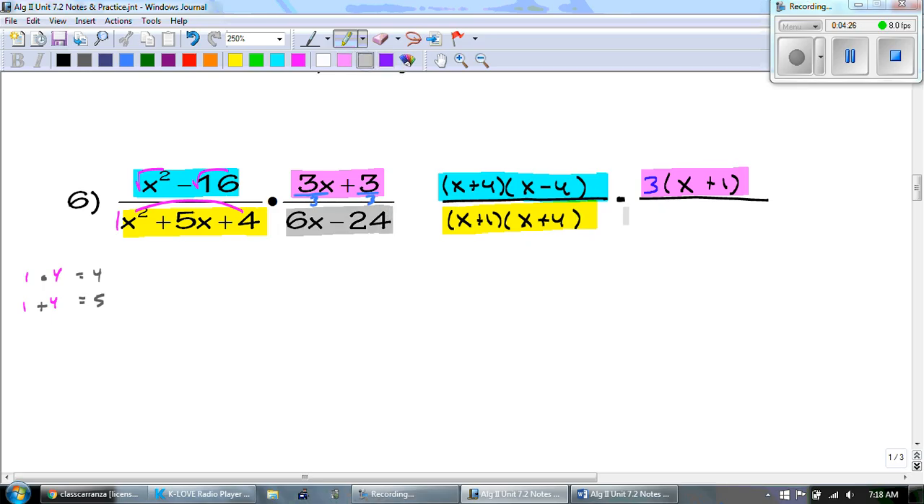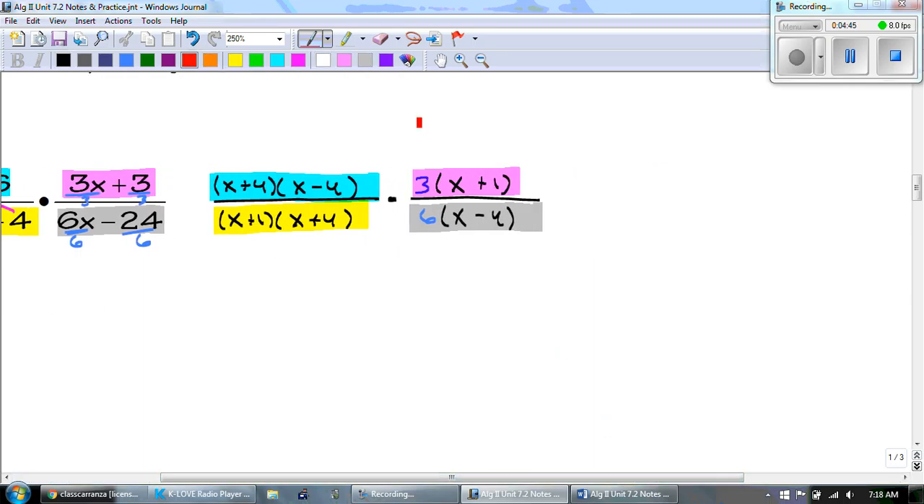And now our last one, once again, I can factor, and I'm going to factor out a 6, so the 6 comes out front. 6 divided by 6 is just going to be the x, and 24 divided by 6 is 4. And now we can start to cancel everything out. So I see x plus 4 and x plus 4, x minus 4, x minus 4, x plus 1, x plus 1. And now we just have 3 divided by 6, and that is 1/2.